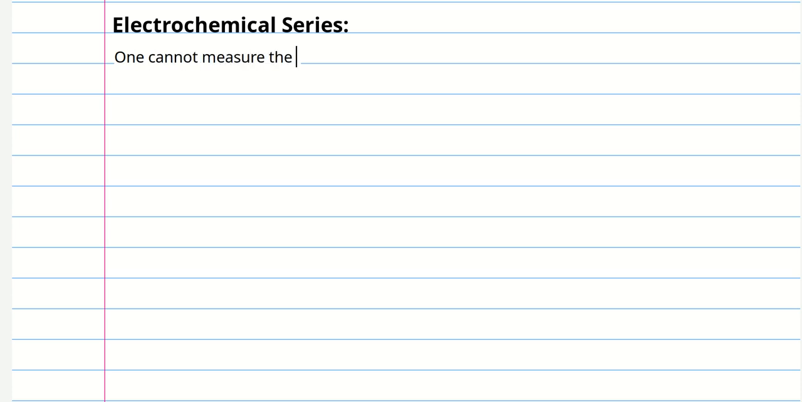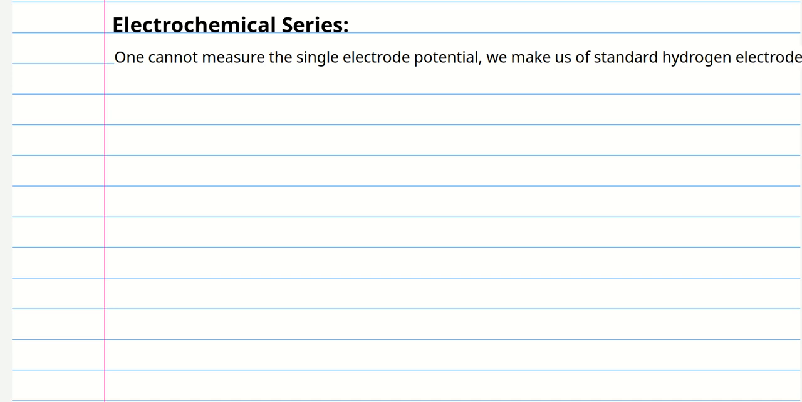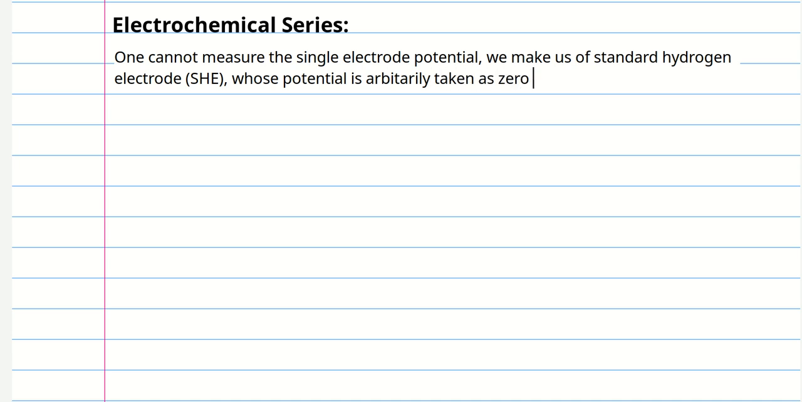In our previous classes we have seen that one cannot measure the single electrode potential, and to do that we make use of the standard hydrogen electrode, which we call SHE, and whose potential is arbitrarily taken as 0.